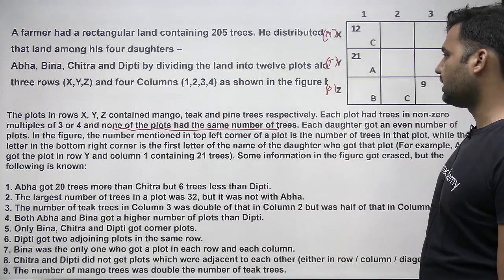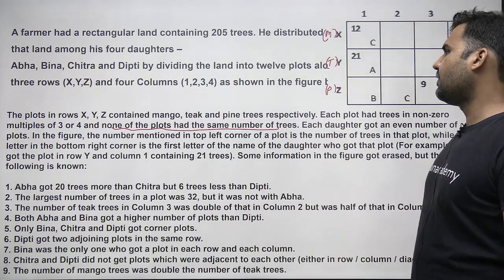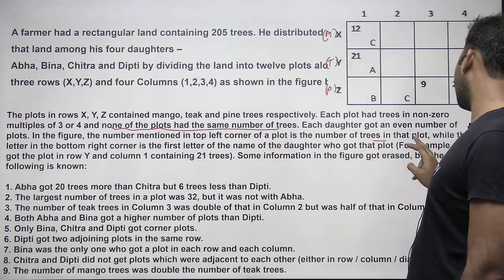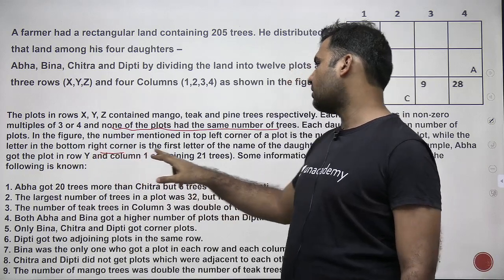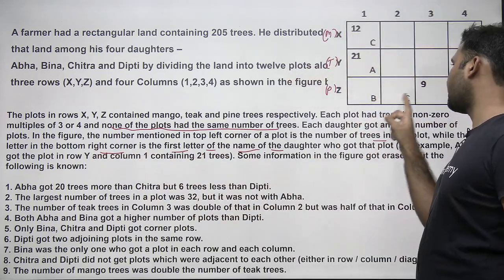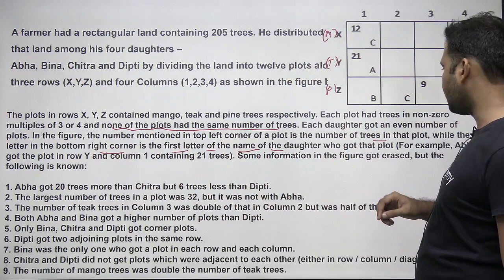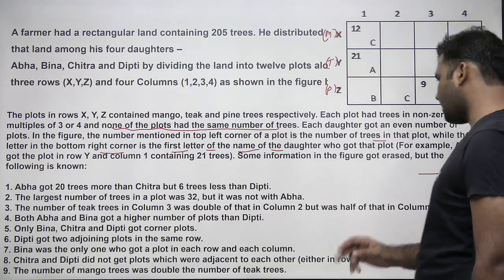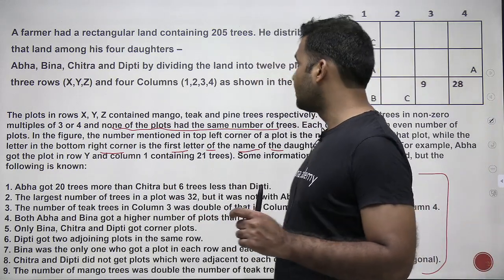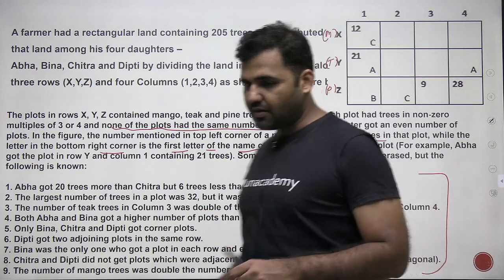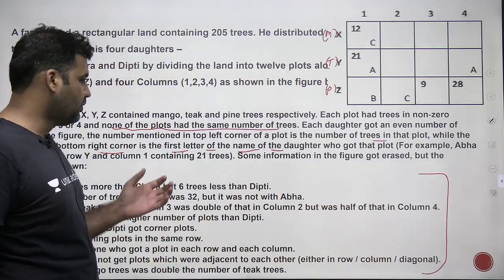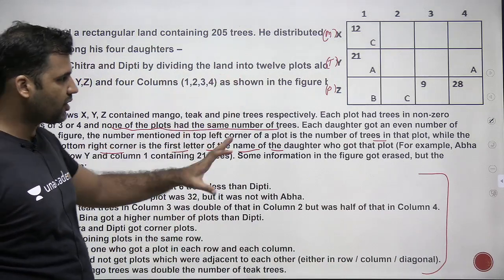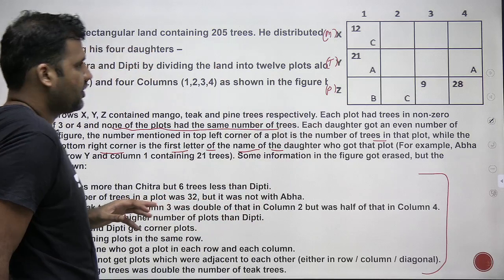Okay, now let's read further. In the figure, the number mentioned in the top left corner of a plot is the number of trees in that plot, while the letter in the bottom right corner is the first letter of the name of the daughter. For example, this is for Bina, this is for Chitra, and so on, as I already explained to you. Now, these are the points that you need to note down, right? These are the points that you have to use to fill this whole matrix. Now, let's use one by one all of these statements. And if you go with the right interpretation of these statements, you can easily fill this whole matrix. It's a pure quantitative reasoning type of LR set.